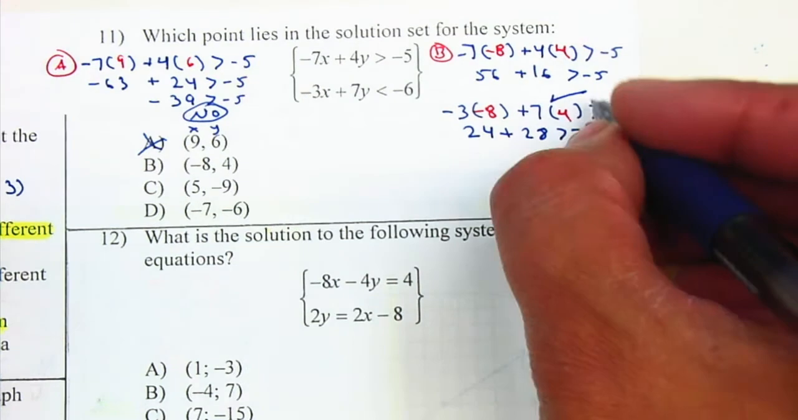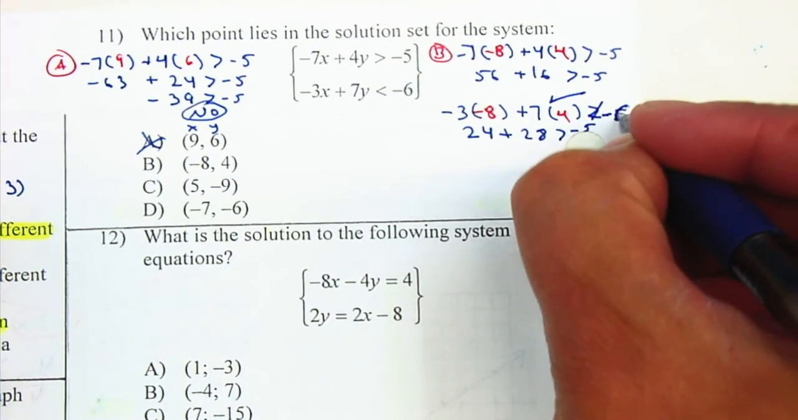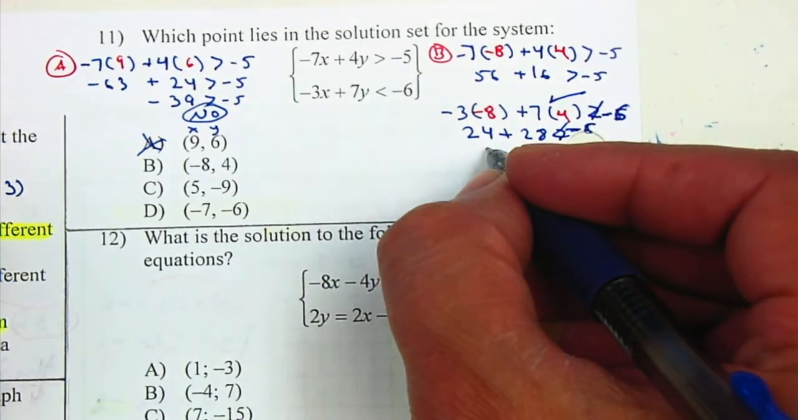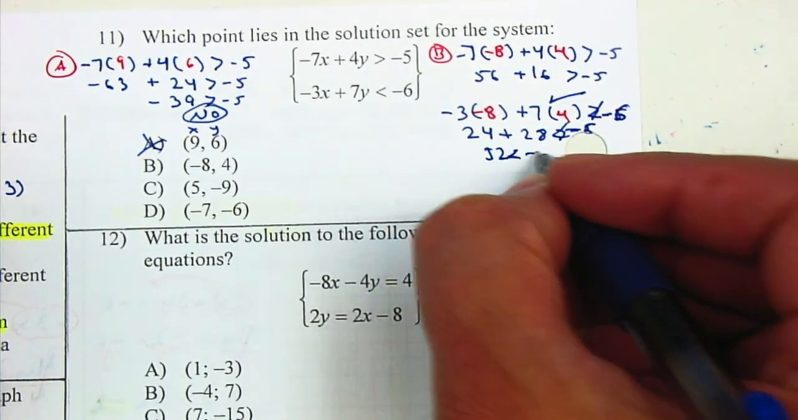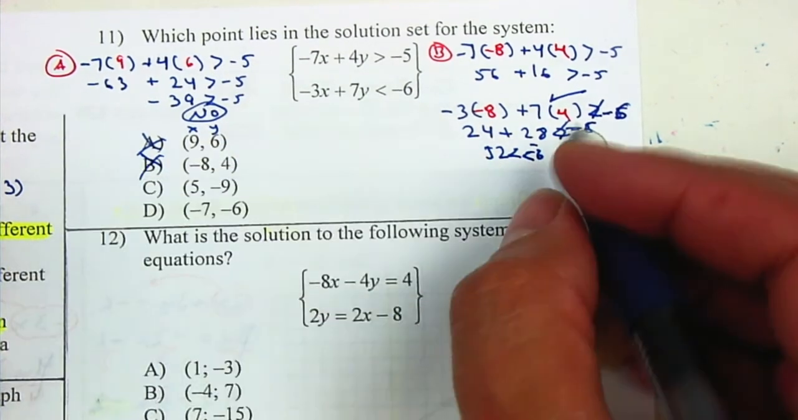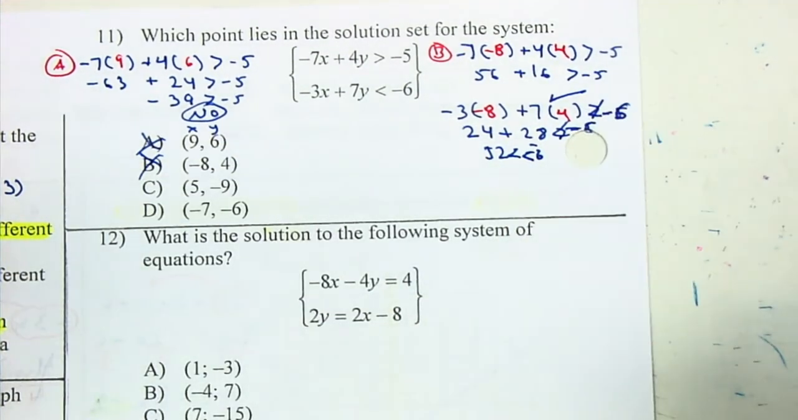is 52. Is 52 less than negative 6? No. It's greater than. And just be careful when you plug it in.